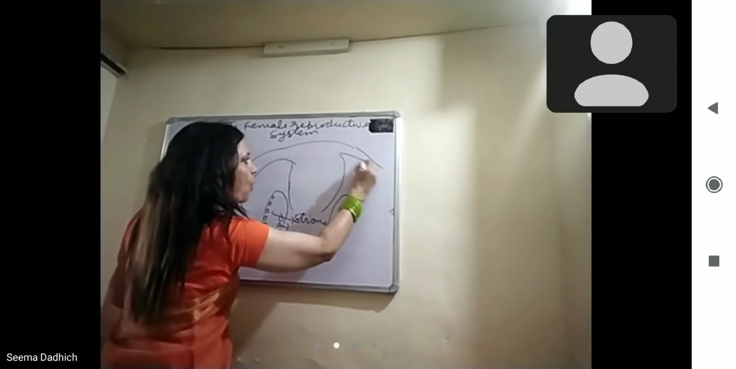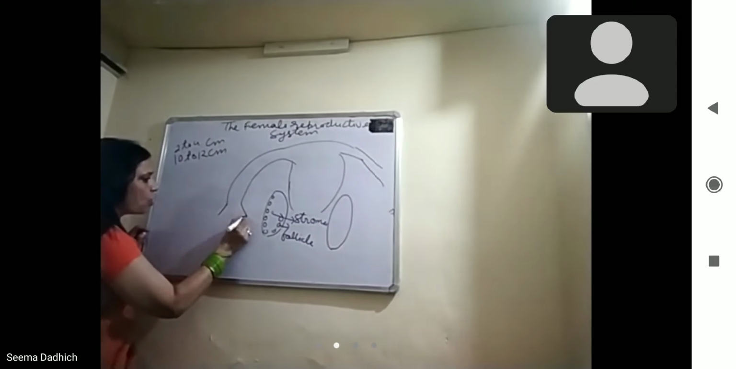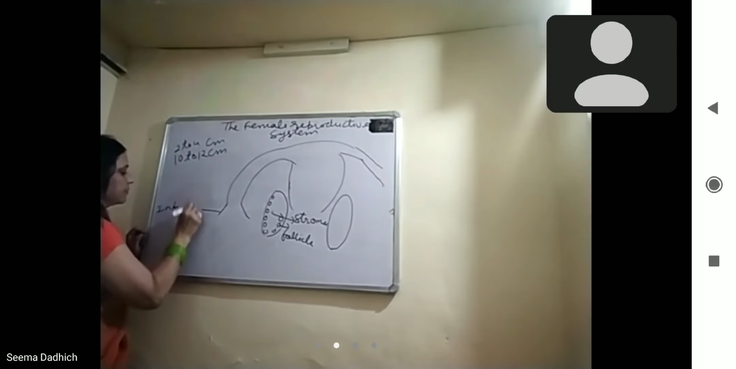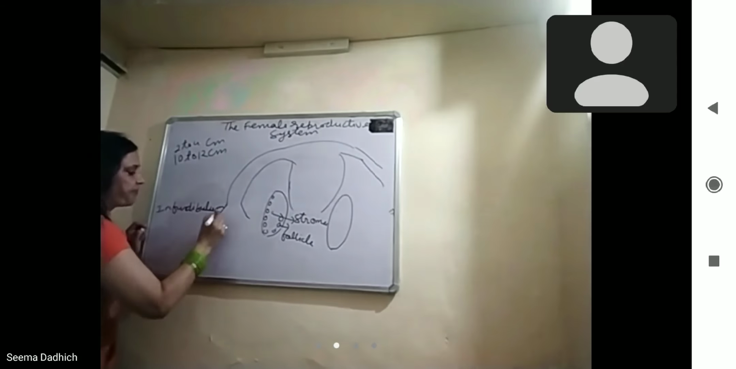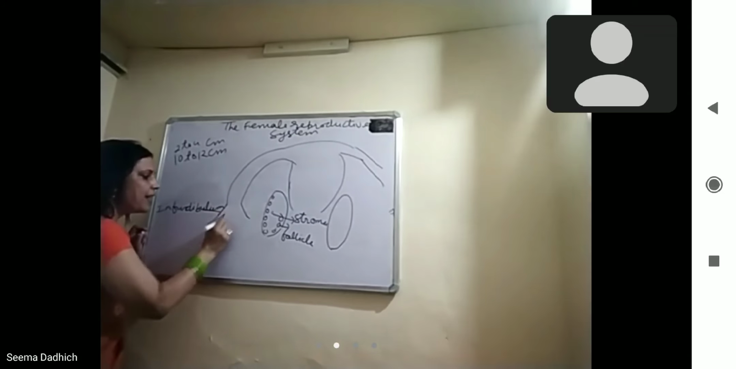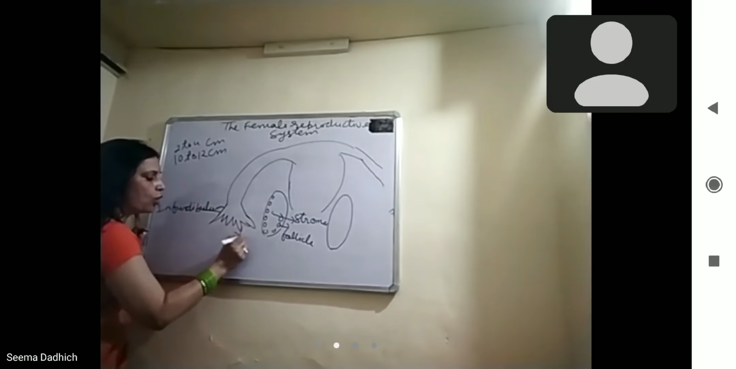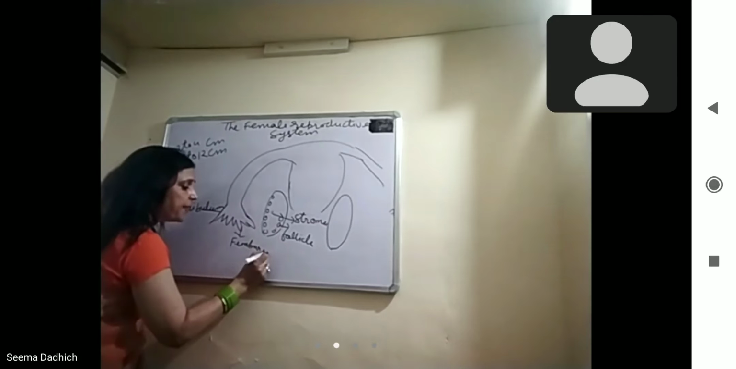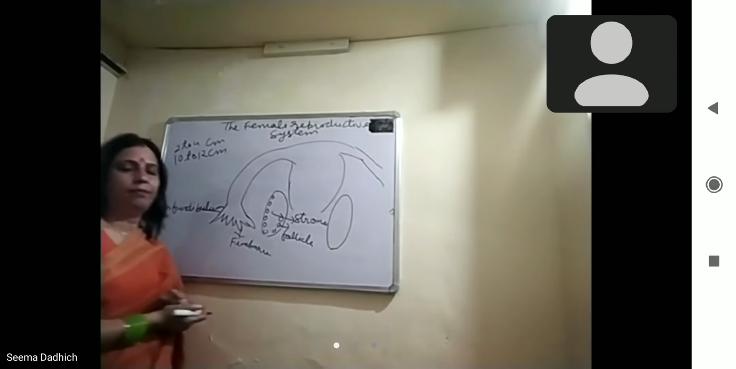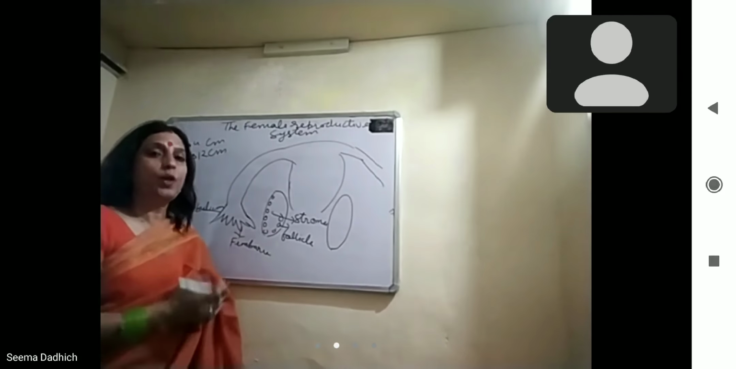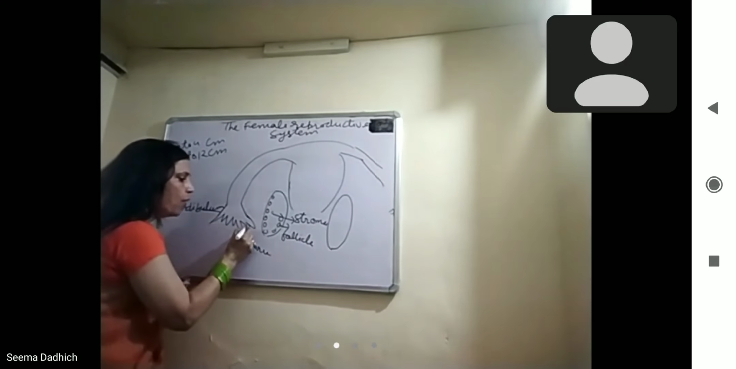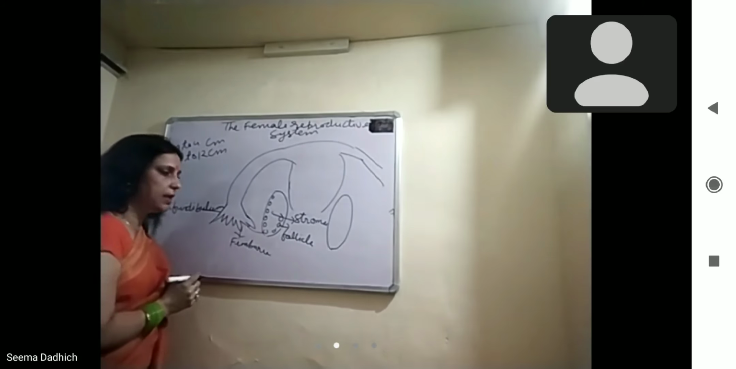The fallopian tube opening is wider, and this is called the infundibulum. In the infundibulum, finger-like projections are present. These are called fimbriae. What is the use of fimbriae? Fimbriae help in the collection of the ovum during ovulation. What is ovulation? The egg is released from the ovary. The finger-like projections move and collect the ovum from the ovary.